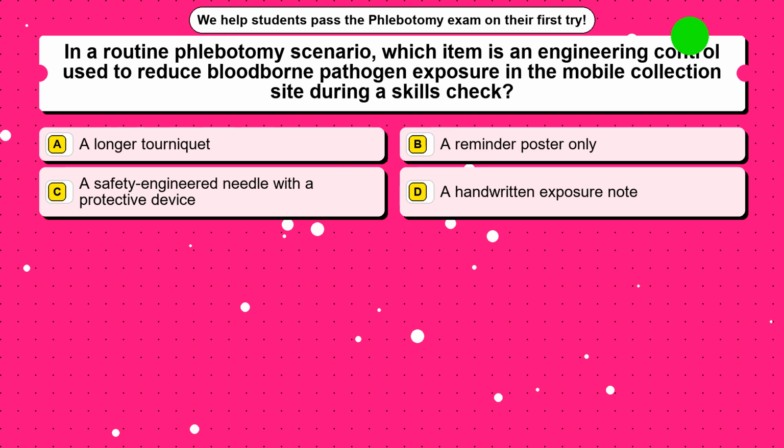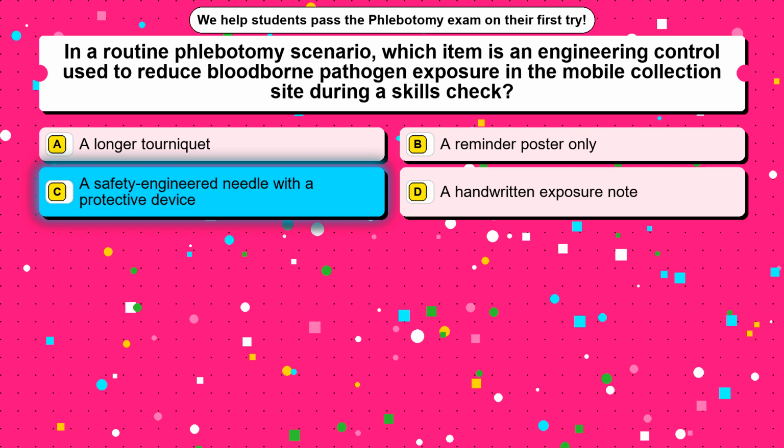Question 9. In a routine phlebotomy scenario, which item is an engineering control used to reduce bloodborne pathogen exposure in the mobile collection site during a skills check? Option A. A longer tourniquet. Option B. A reminder poster only. Option C. A safety-engineered needle with a protective device. Option D. A handwritten exposure note.